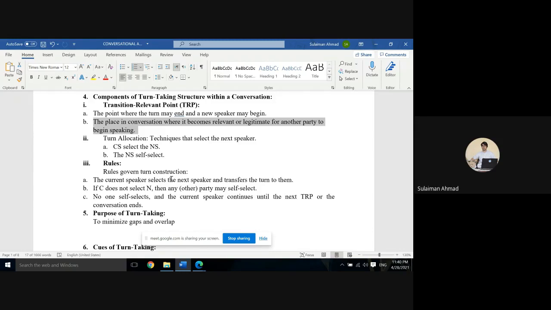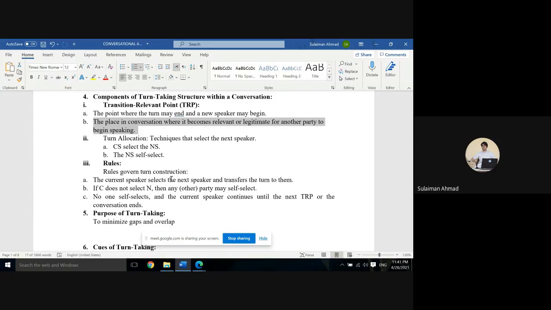For example, let me choose some other examples. If Bilal and Masroor Hayat are having a conversation, and Bilal is talking, Masroor Hayat will have to look for a transition relevant point. Masroor Hayat will have to look for a short pause. If Bilal takes a short pause, or if Bilal asks a question or gives some other signal, only then is that the transition relevant point for Masroor Hayat to take the turn, right? So the transition relevant point is one of the components of turn taking and turn allocation structures.